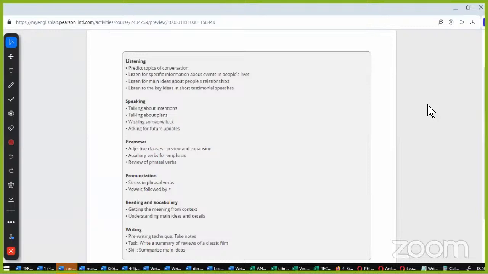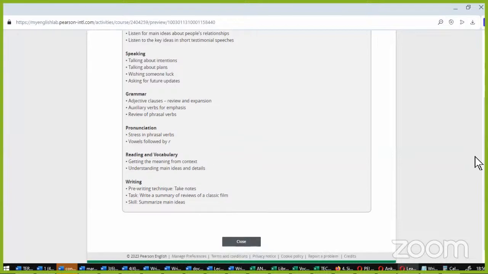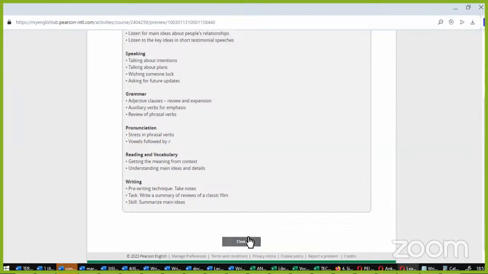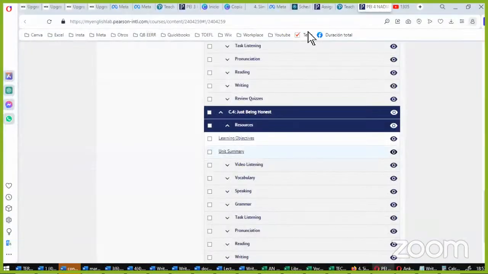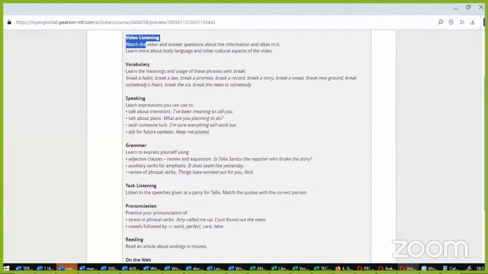Okay, any question regarding vocabulary here? No, mister. Can you please read this from here?